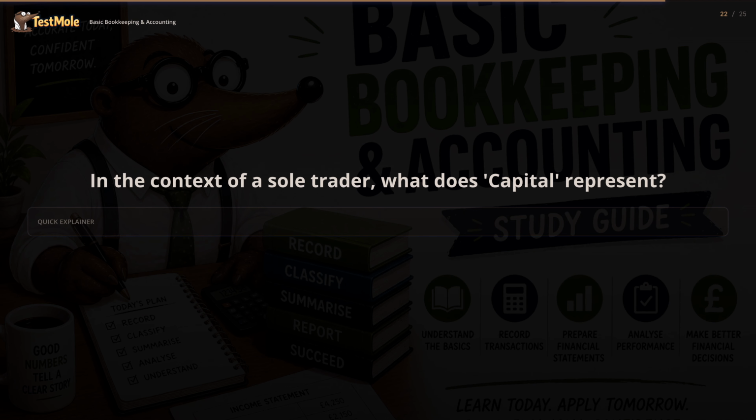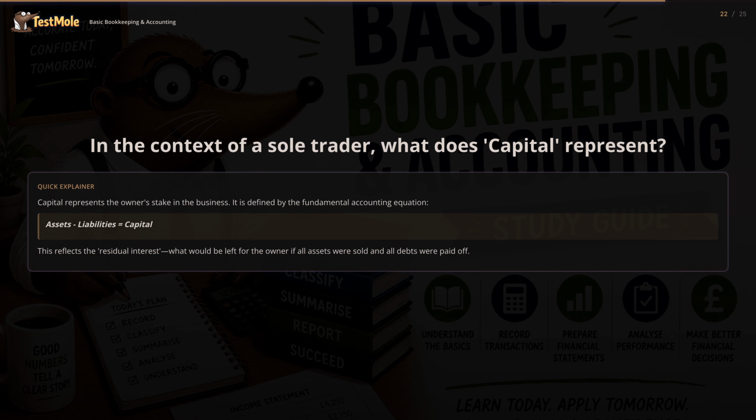In the context of a sole trader, what does capital represent? Capital represents the owner's stake in the business. It is defined by the fundamental accounting equation: assets minus liabilities equals capital. This reflects the residual interest, what would be left for the owner if all assets were sold and all debts were paid off.